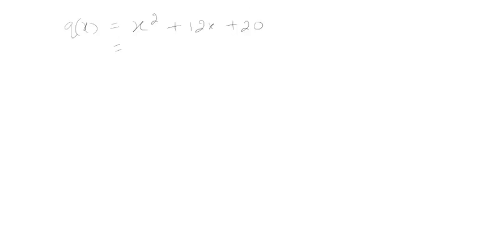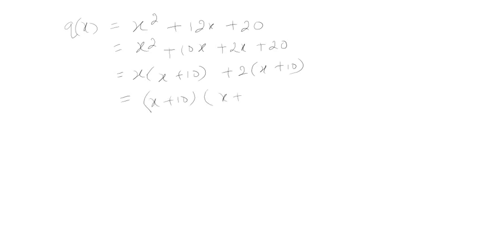What is the middle term split of this? Yes, x square, then write plus 10x plus 2x plus 20. So what is the common of these two? We have x as common, so x plus 10 will come. What is the common here? 2 is common, so x plus 10. So we have x plus 10 as a common and x plus 2 is the other.